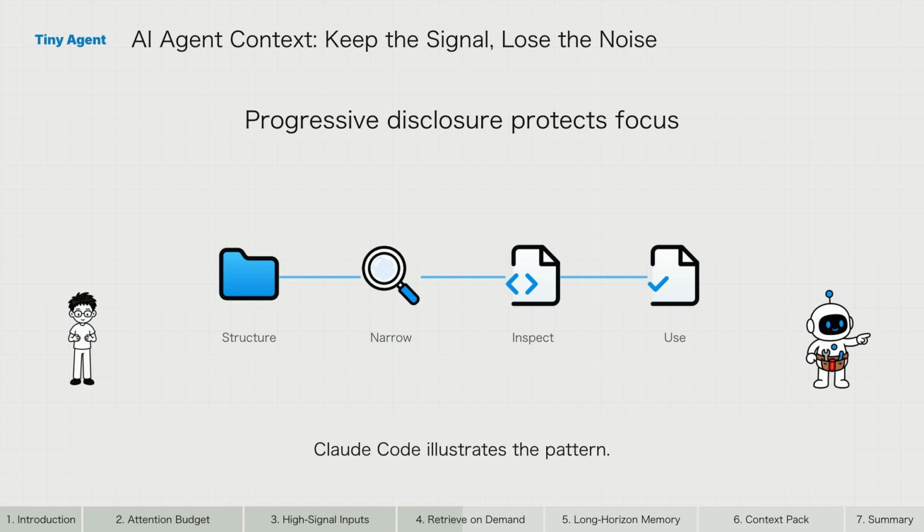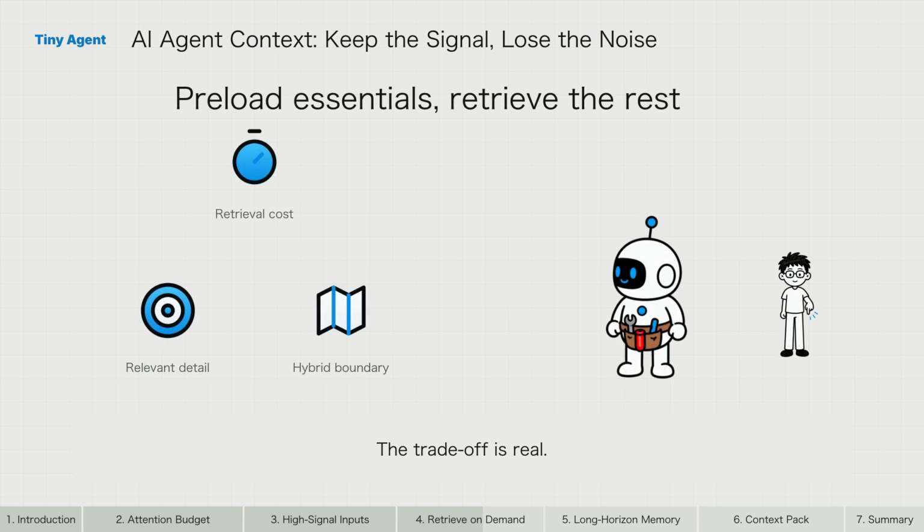Claude Code illustrates the pattern. Stable project instructions can be loaded up front, while file search, grep, head, and tail let the agent inspect targeted parts of a large repository. It does not need every file body in context at once. The trade-off is real. Runtime exploration is slower than preloading, and poor navigation can waste tokens on dead ends. The agent needs good search tools, informative names, and heuristics for when to stop exploring and act.